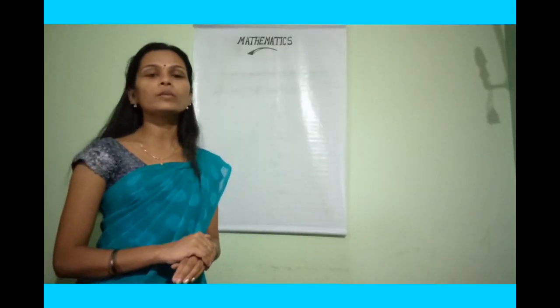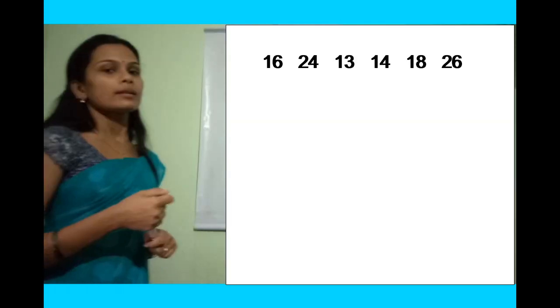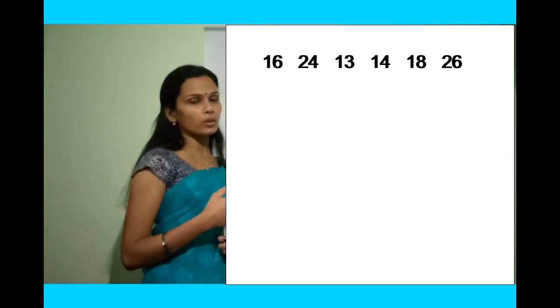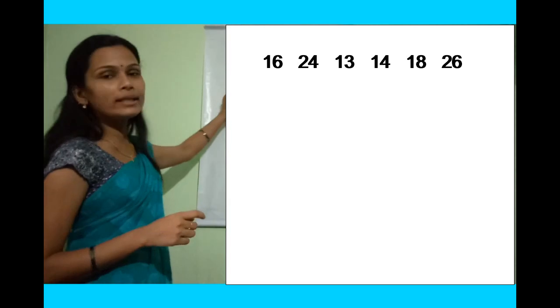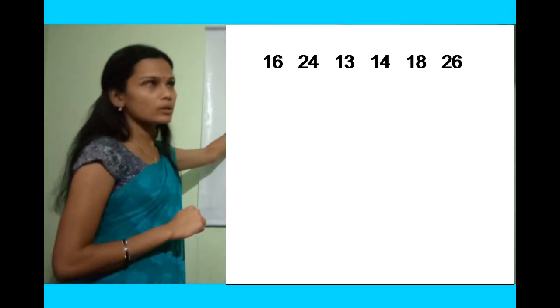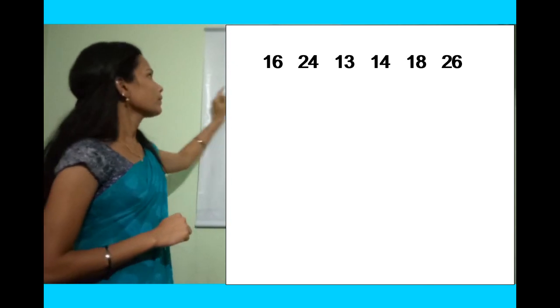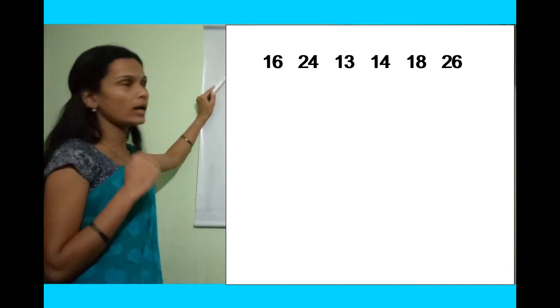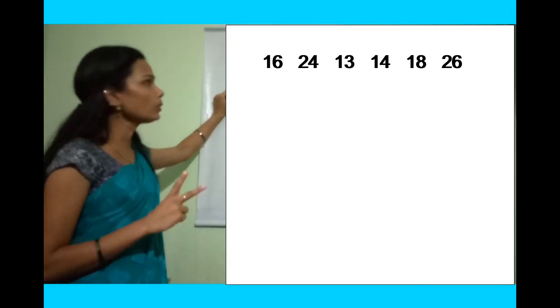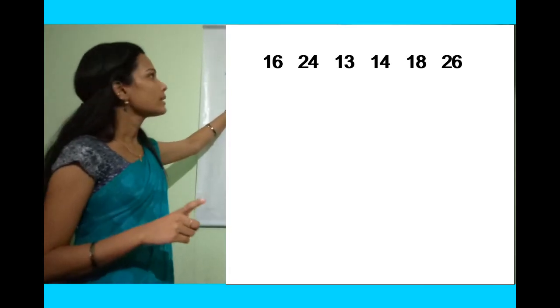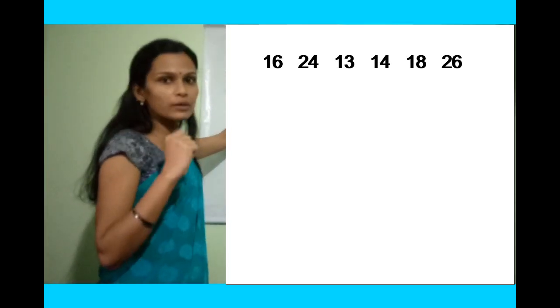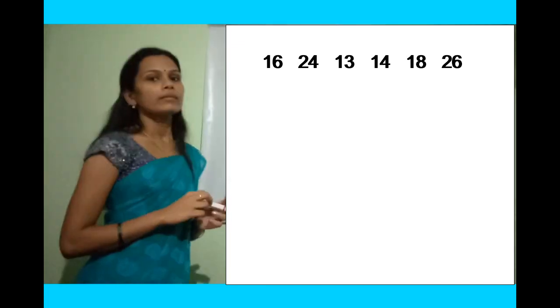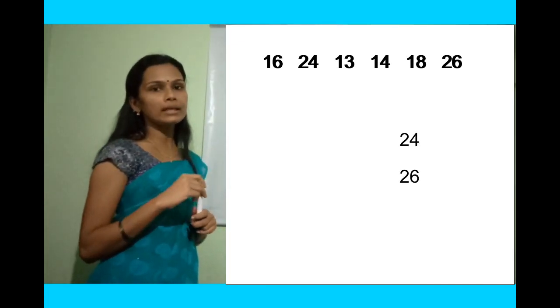Here students, can we do one more example for descending order? Since we are arranging the numbers in descending order, first of all we have to find out the bigger number. As we can see, all the numbers are having 2 digits. So compare the first digit. We can see in 16 the first digit is 1. Here the first digit is 2. In 13 the first digit is 1. Same as 13, 14 also has 1 as the first digit. Here also 1 is the first digit. And at last in 26, 2 is the first digit. We know that 2 is greater than 1.